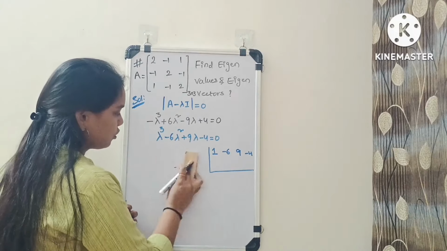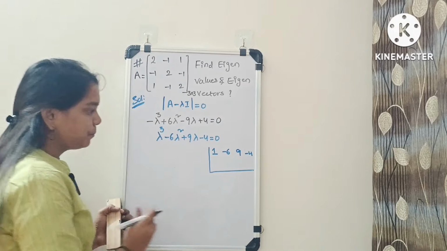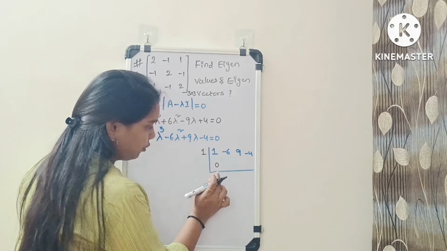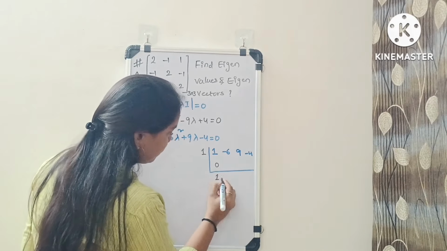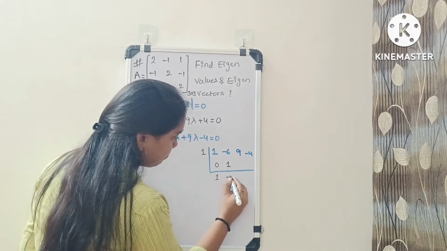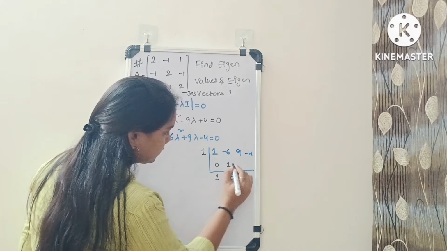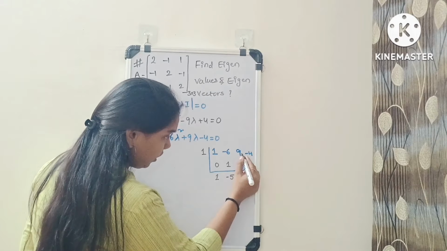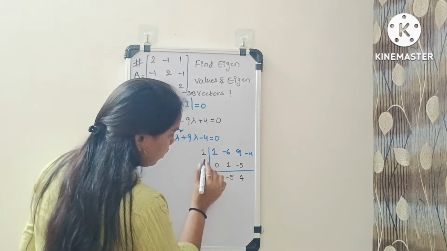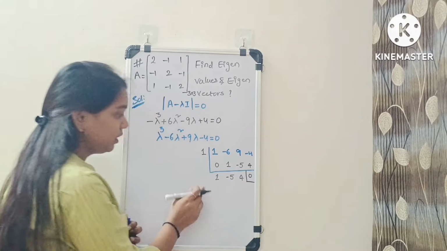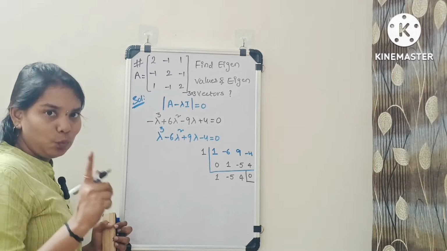Okay, now we'll solve using 1. We'll take root 1. So here we keep 1. 1 into 1, we get 1. Minus 6 plus 1 is minus 5. 1 into minus 5, we get minus 5. 9 minus 5 will give plus 4. 1 into 4, 4. So we got 0. That means one of the roots is 1.